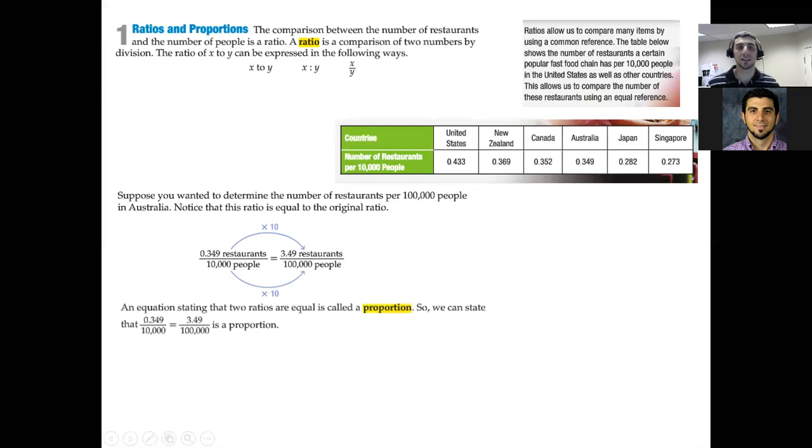So an equation stating that two ratios are equal is called a proportion. A proportion, like we just said, is an equation that states that two ratios are equal. So we can say that 0.349 per 10,000 is equal to 3.49 per 100,000, and that is a proportion because they are equivalent expressions.